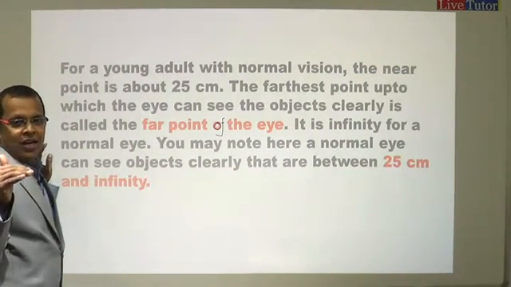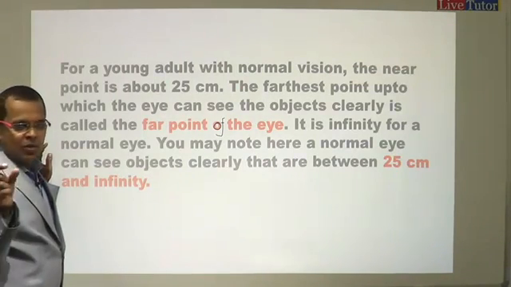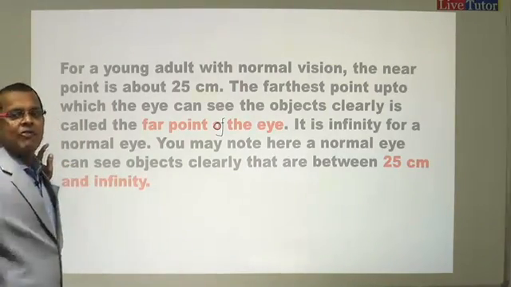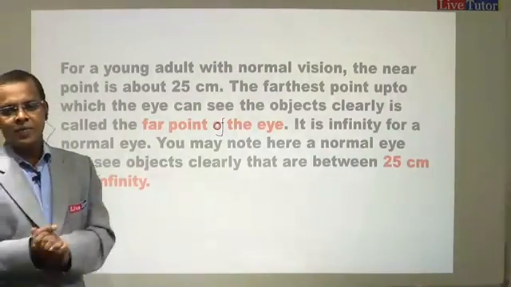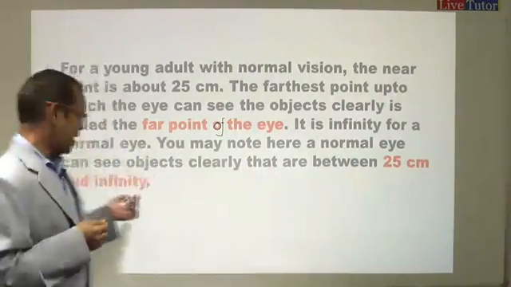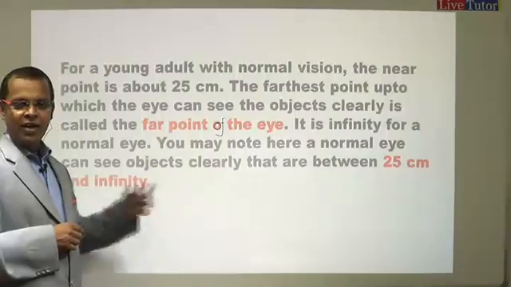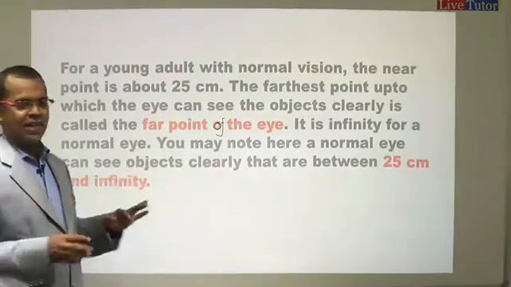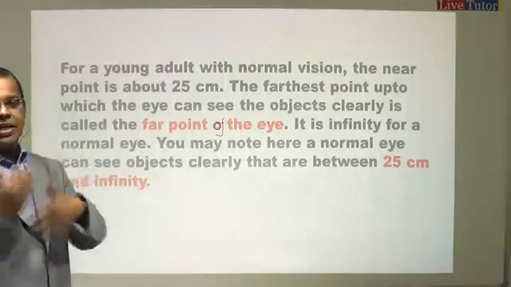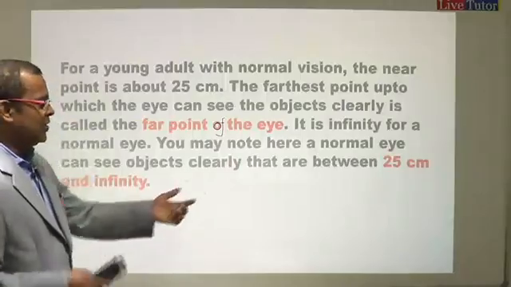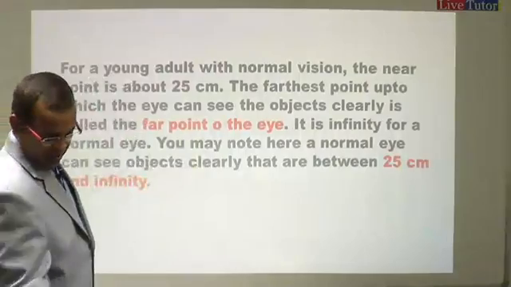So the normal eye can see objects clearly between these two limits: between 25 centimeters and infinite distance. In between only the things can be clearly seen. Is there anything beyond infinity? No. Infinite means infinity. But before 25 centimeters it is also difficult for the eye to accommodate itself. Very difficult, isn't it? So between these two limits, the human eye can see any object clearly.